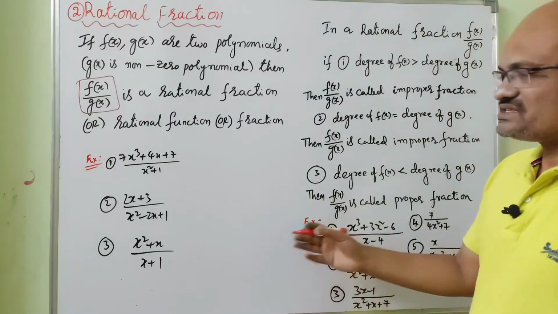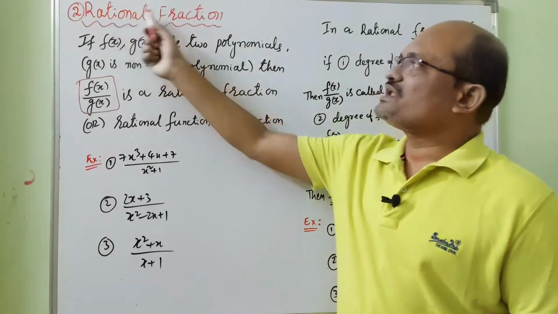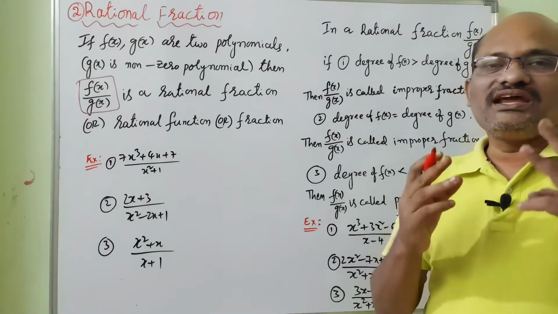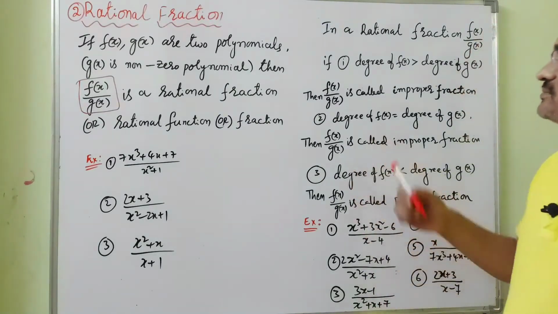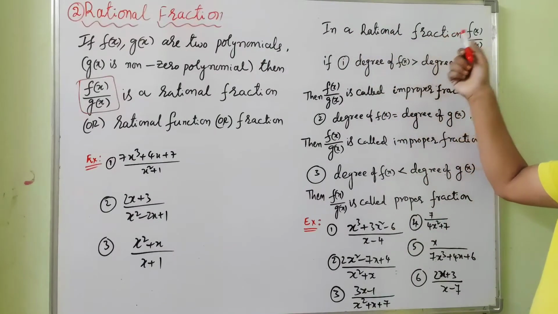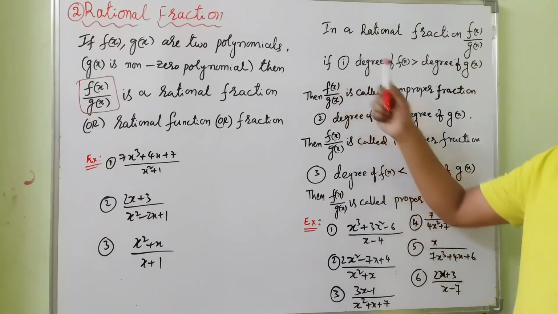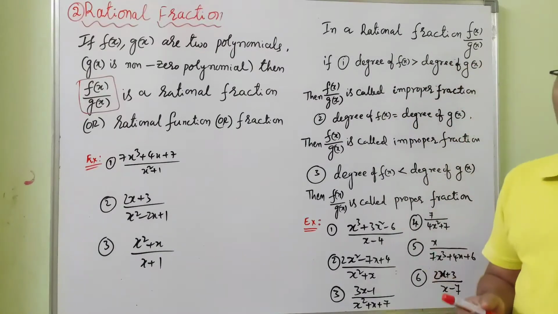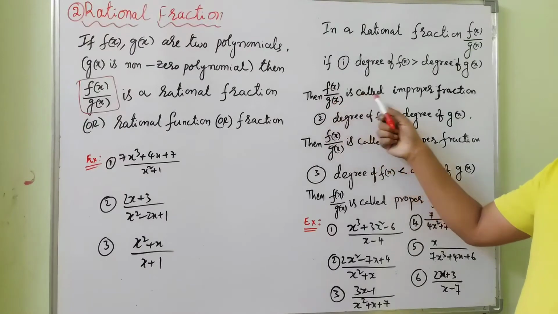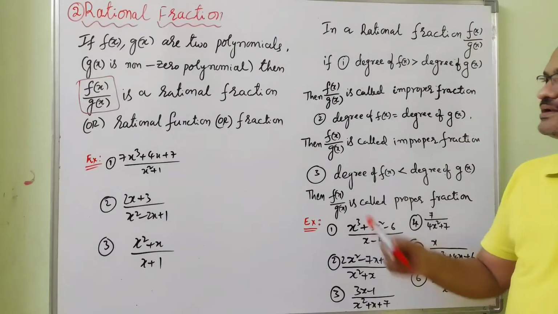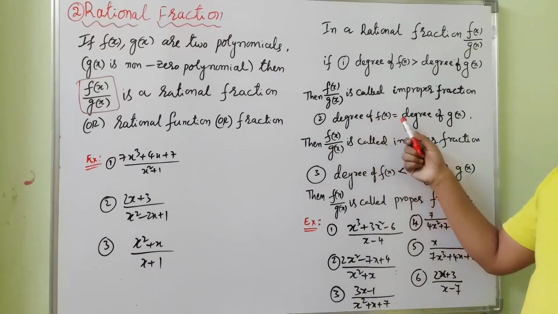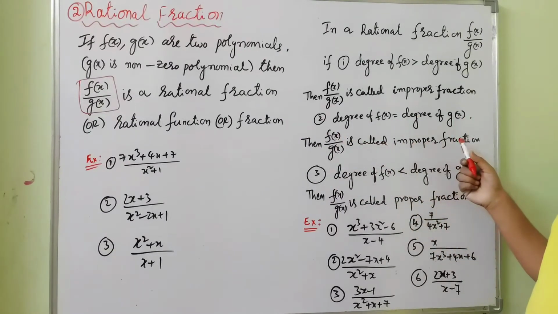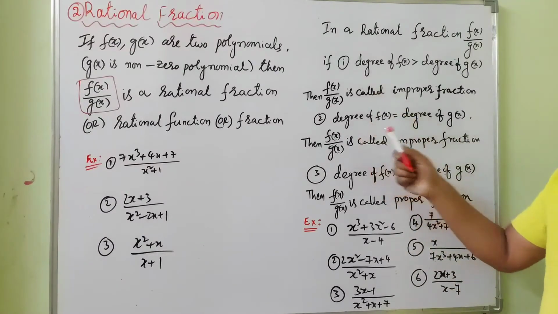Now, continuing this, a rational fraction can be discussed in 3 types. Type 1. In a rational fraction f of x by g of x, number 1, degree of f of x is greater than degree of g of x. Then f of x by g of x is called an improper fraction. Number 2, degree of f of x is equal to degree of g of x. Then f of x by g of x is called an improper fraction. Please observe 1 and 2.